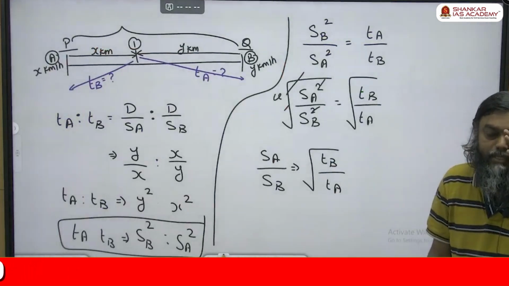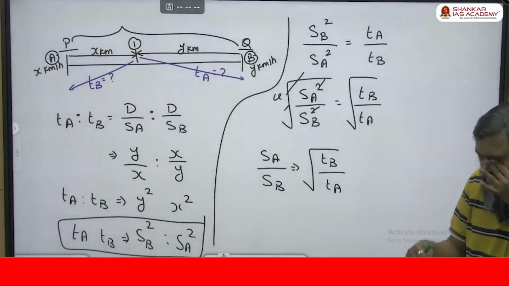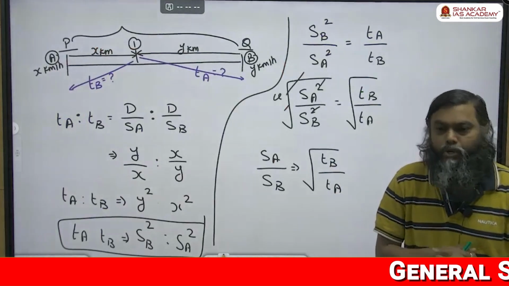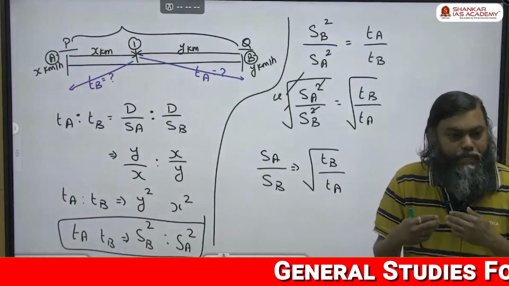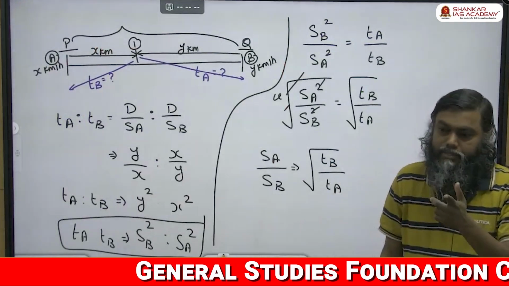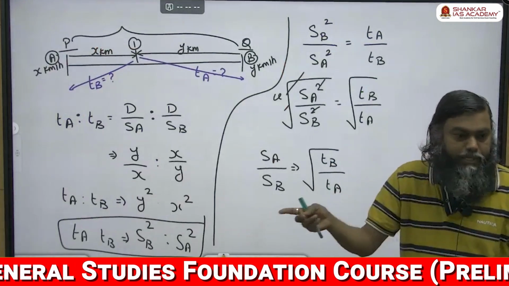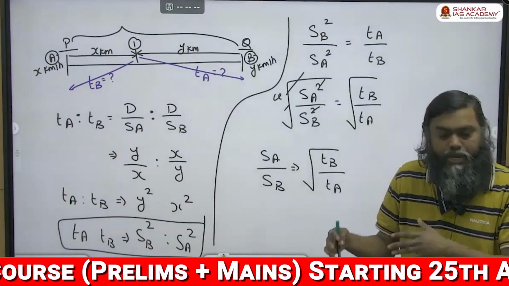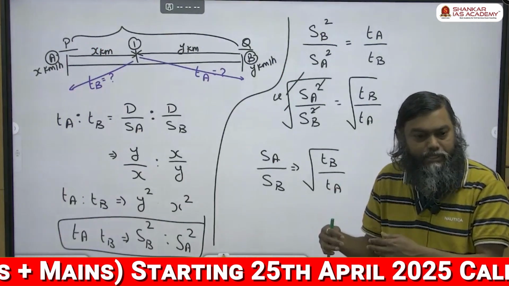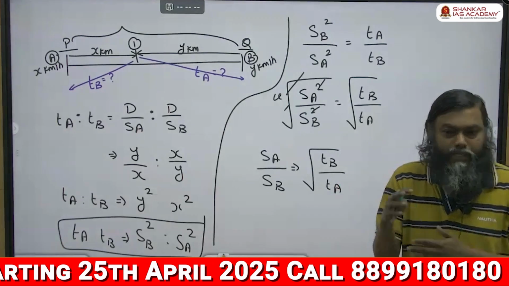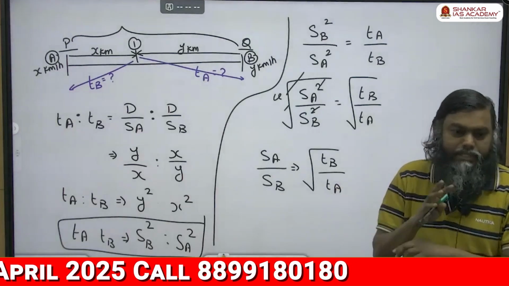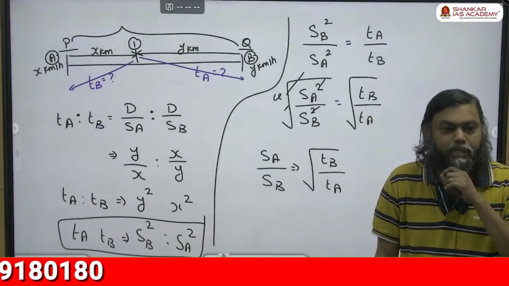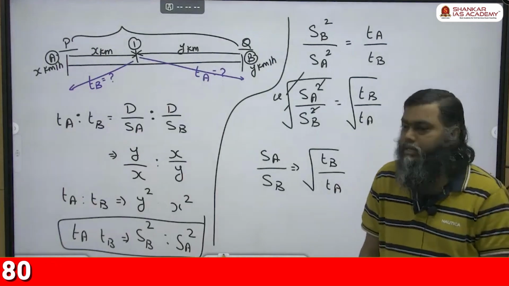Do you understand or not? If you know the ratio of the speed, you know the ratio of the time taken after the meeting point to reach its destination. How? Take the square and reverse it. If you know the time taken after the meeting point to reach its destination, from that you can derive the ratio of speed. How? Take the square root and reverse it. Do you understand or not?